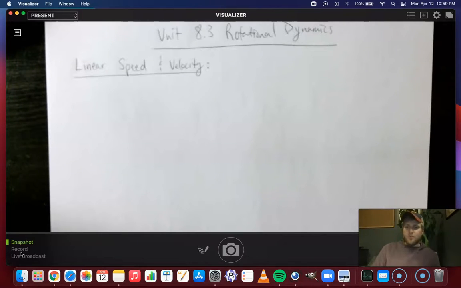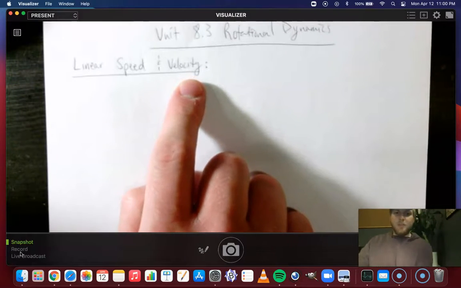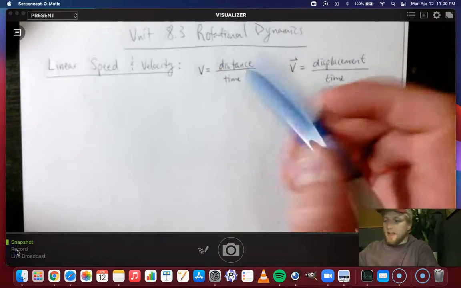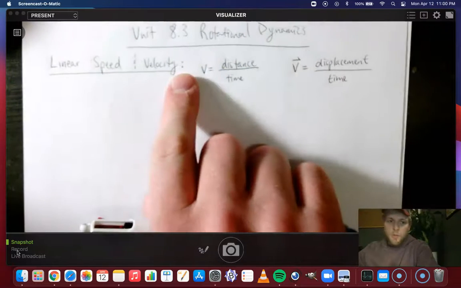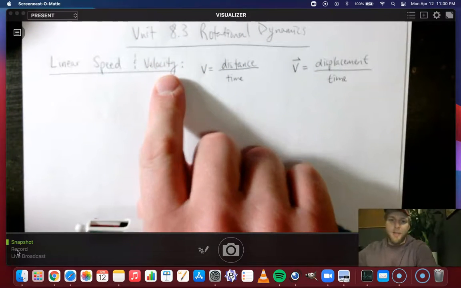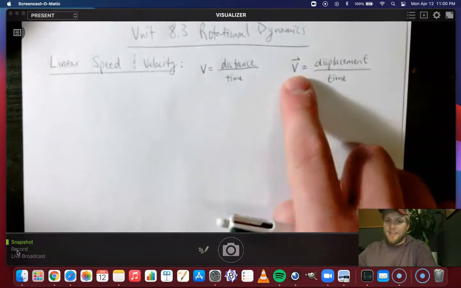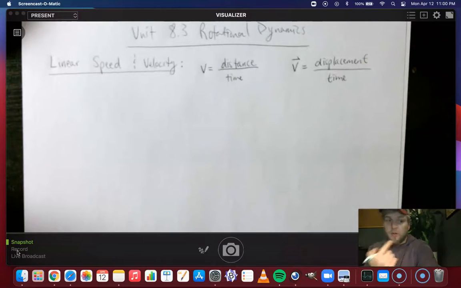Now, of course, to start our conversation with something angular or rotational, we should start with the linear version of that thing. So the first thing I want to talk about is the difference and similarities between linear speed and linear velocity. Linear straight line speed is defined as distance over time, but if we get really careful, which I'll admit we've not been super careful this year, and talk about linear velocity, its definition is displacement over time, where displacement is also a vector quantity.